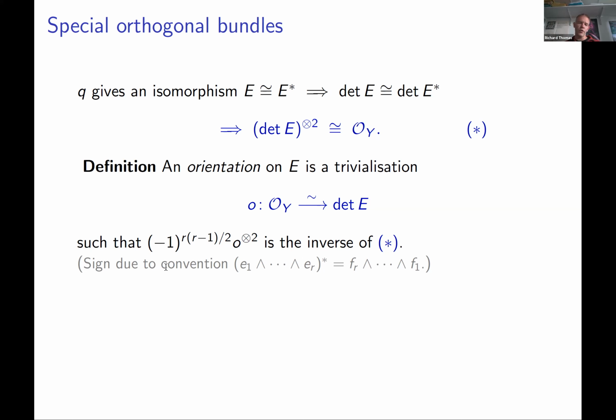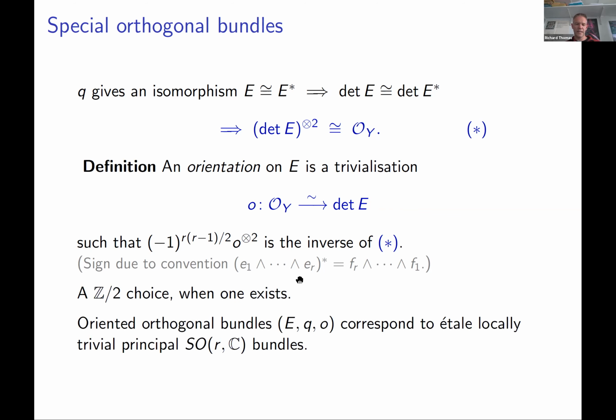Anyway, an orientation, when one exists, is a Z mod 2 choice. In other words, if O is an orientation, so is minus O, and it's a different one. It's not a C star choice. Usually you could change any trivialization of the determinant by an element of GM, but here, because we want this compatibility with the quadratic form, it's just a Z mod 2 choice.